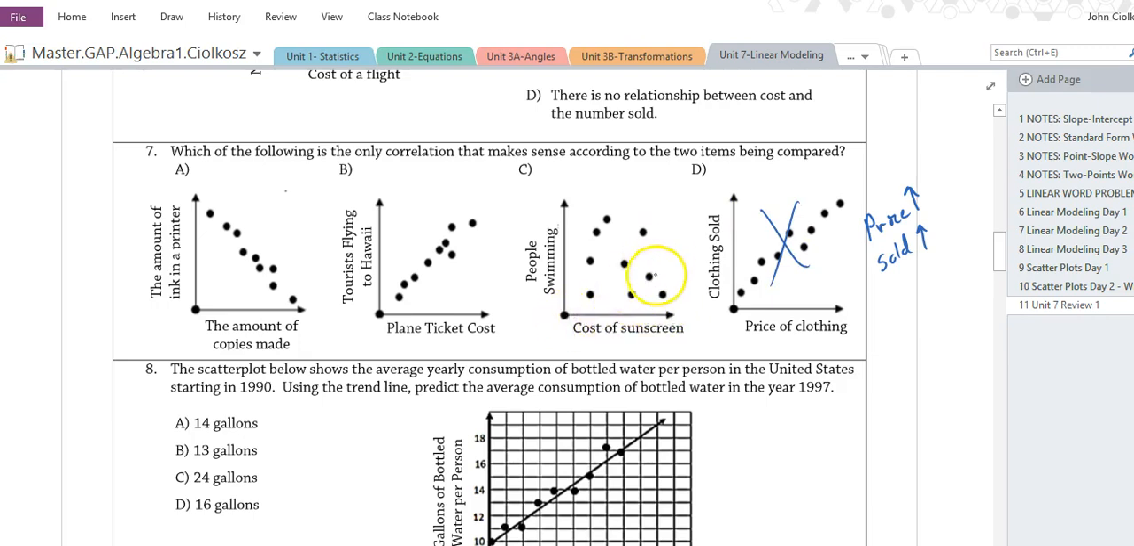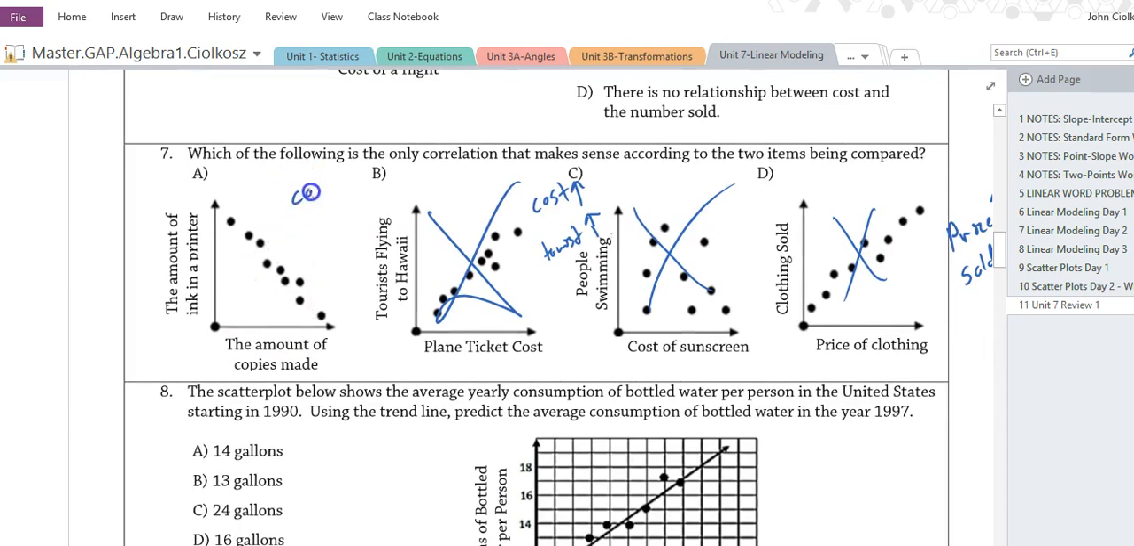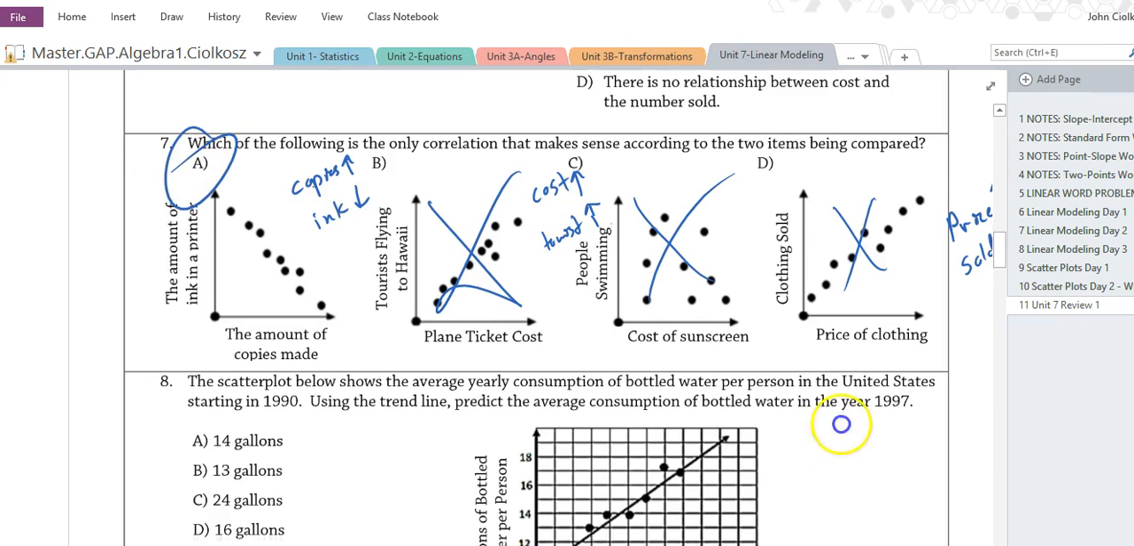Okay, cost of sunscreen. So as cost goes up, it looks like swimming, there's really no correlation here. So since there's no correlation, not our answer. Next one. Here, plane ticket cost. So as our cost is going up, the people going to Hawaii, so tourists, also go up? That doesn't make much sense to me. You'd think if plane tickets were cheaper, more people would go. So no. Here, amount of copies made. So as your number of copies goes up, it's saying the ink is going down. Well, that one definitely makes sense. The more copies, the less ink you have.